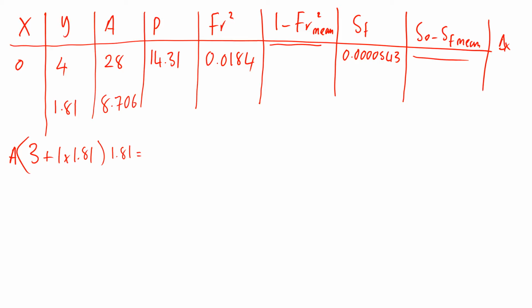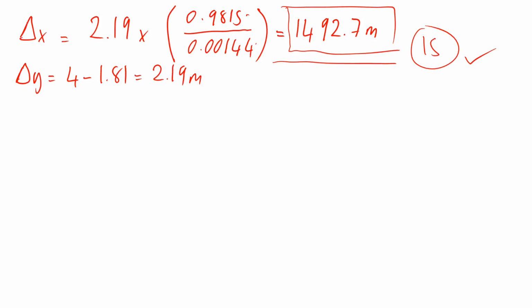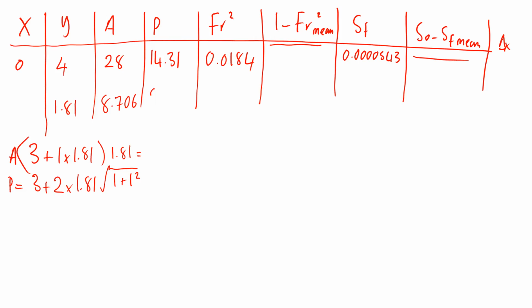so P will equal 3 plus 2 times 1.81 square root 1 plus 1 squared, and then that gives you 8.119.